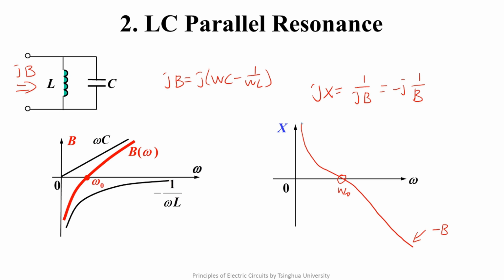When omega tends to be 0, x tends to be 0. When omega tends to be omega 0 from a small value, x tends to be positive infinite. When omega tends to be infinite, x tends to be 0. And when omega tends to be omega 0 from a large value, x tends to be negative infinite. So the frequency characteristic of the port reactance of LC parallel resonance is like this. You should remember this curve. When omega equals omega 0, the port reactance is infinite, so the port is open-circuited.